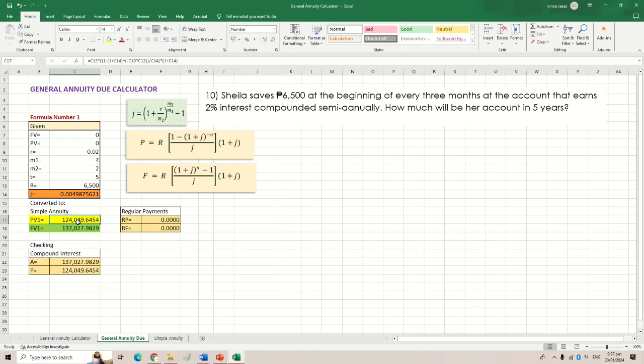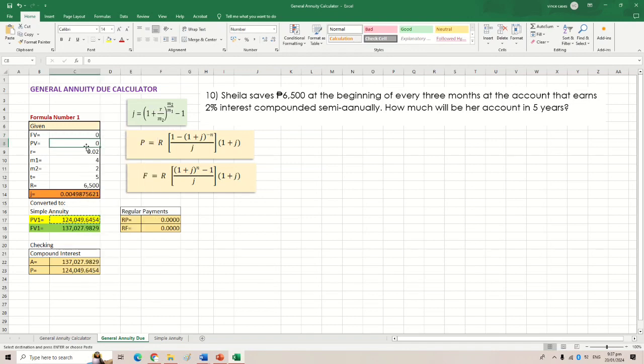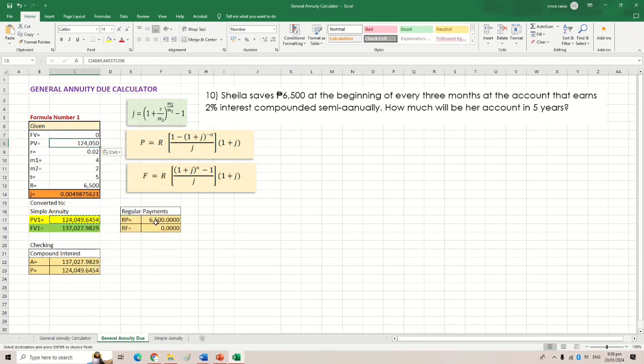Again, let's check if this calculator is consistent. Let's paste it here to our present value. Let's check if it matches our input regular payments. Oh yeah, they match. The RP matches with the R. And then the future value, let's paste it here, 1 2 3. So they match with our input regular payment.